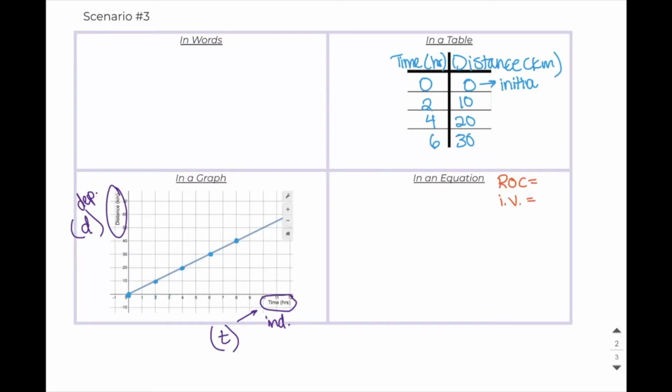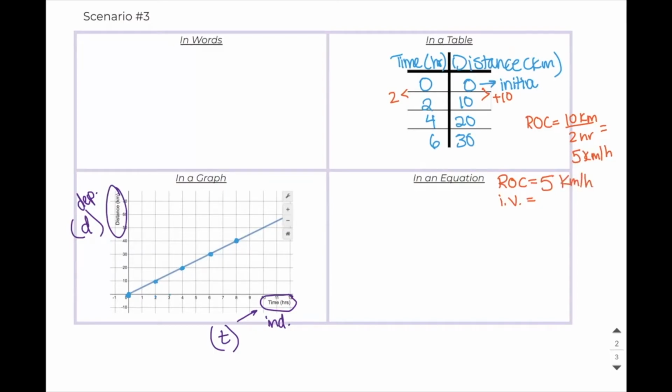So the rate of change is found several different ways. We can see here that this is going up by 10 kilometers for every 2 hours. So for that rate of change, we could do 10 kilometers in 2 hours. So we can say that this is 5 kilometers per hour. So a rate of change is 5 kilometers per hour right here.